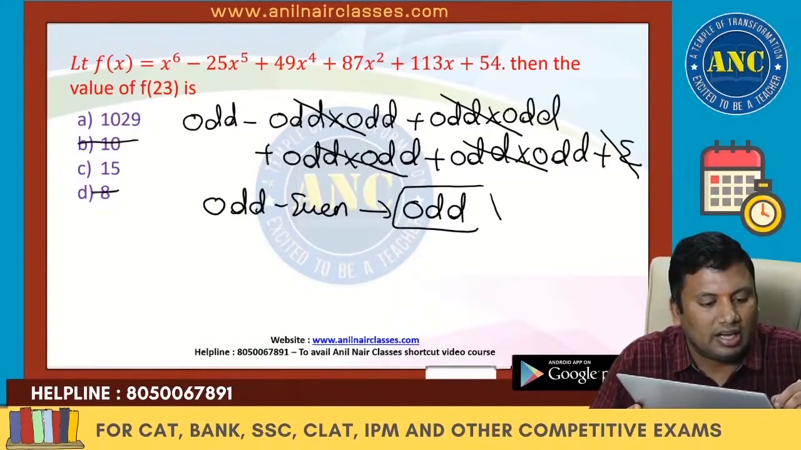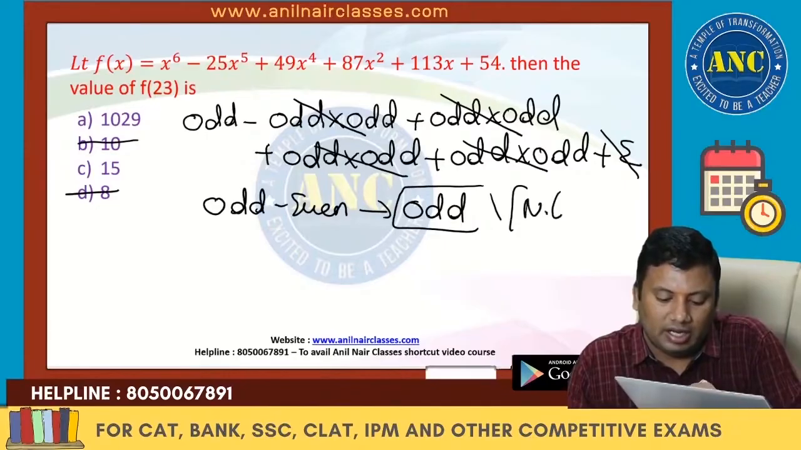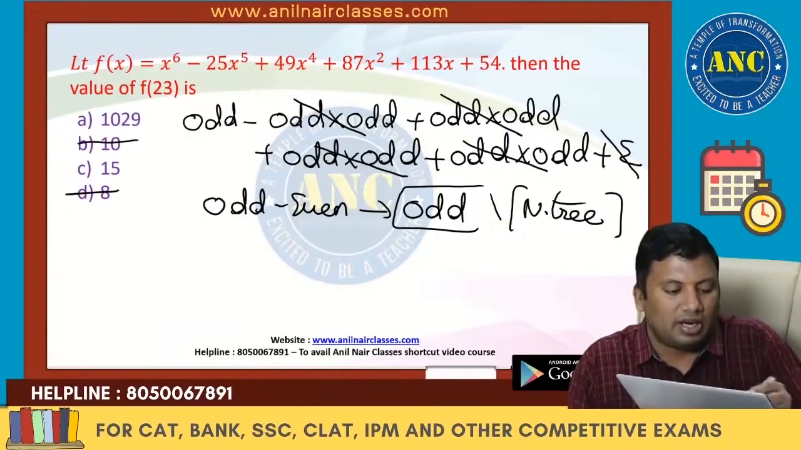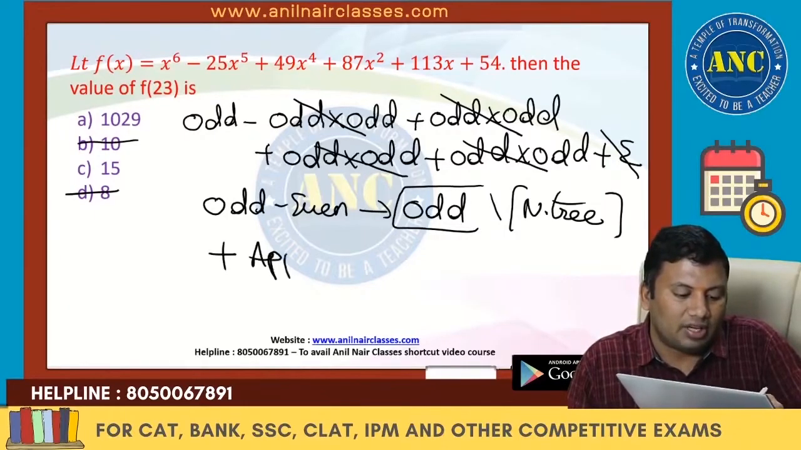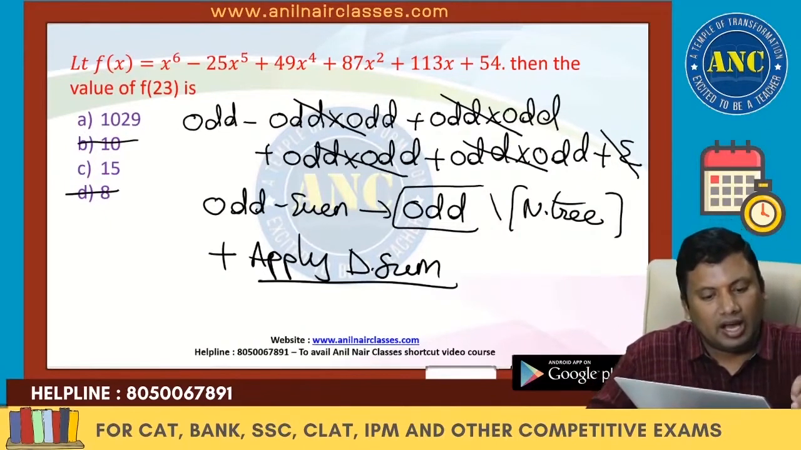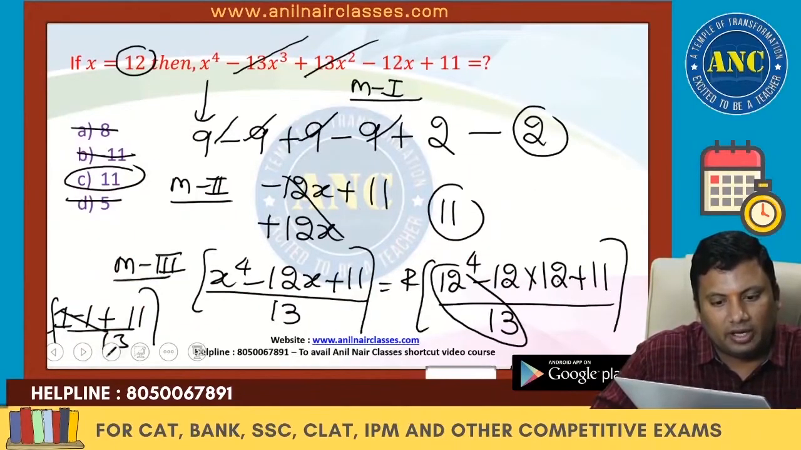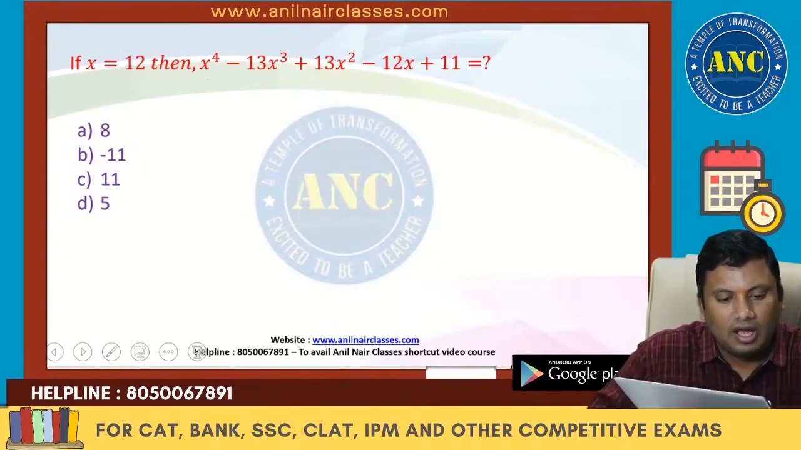So 10 and 8 can directly be eliminated based upon the number tree concept, then afterwards apply digital sum. I hope the idea is clear. A lot of answers you can eliminate by using this one.